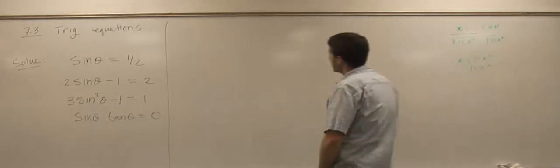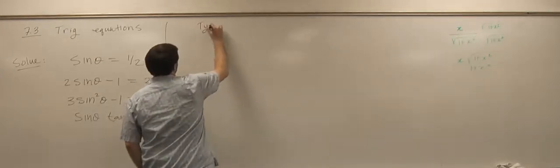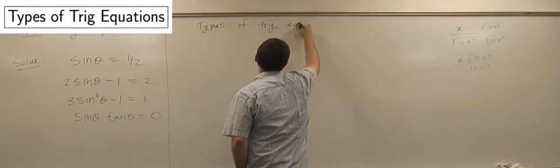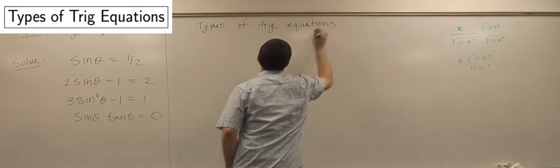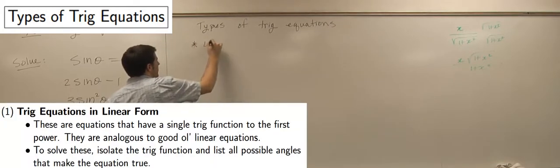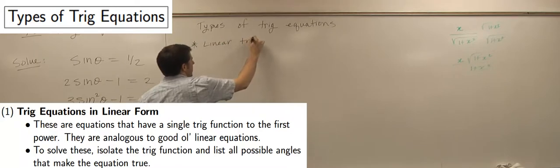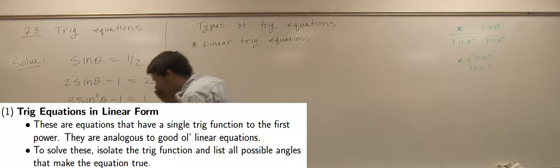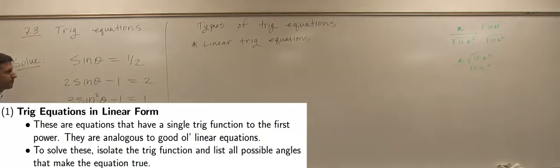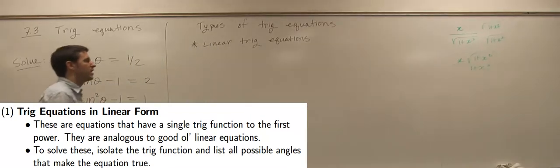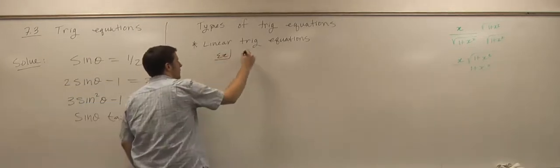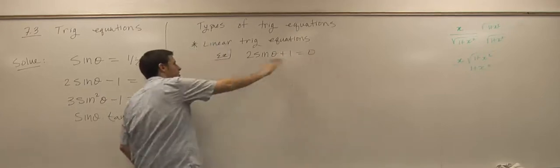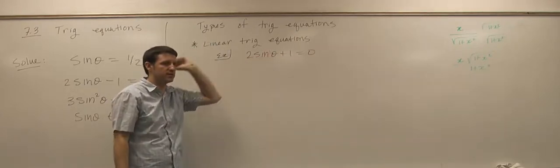So there's linear trig equations. These are the easiest. Linear trig equations have an exponent of 1 on the trig function. So for example, something like 2 sine theta plus 1 equals 0. This is a linear trig equation because it has a 1 exponent on the sine.